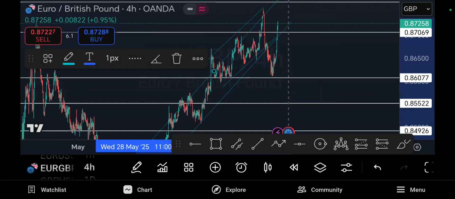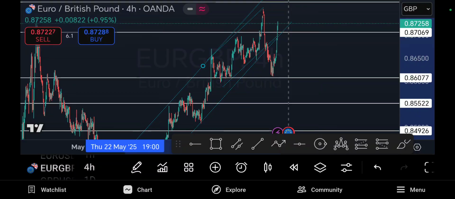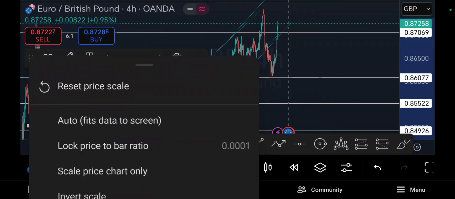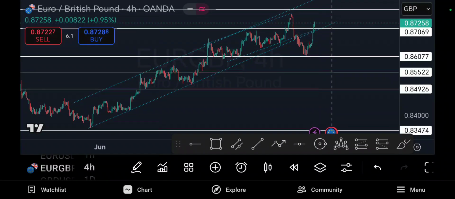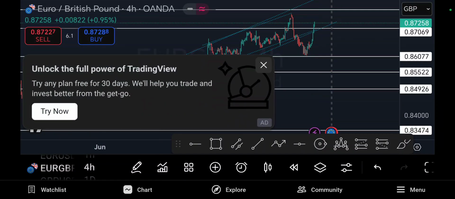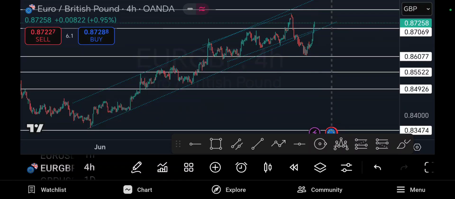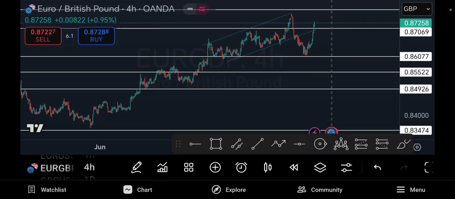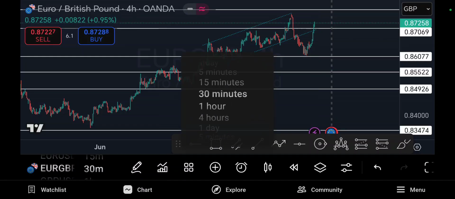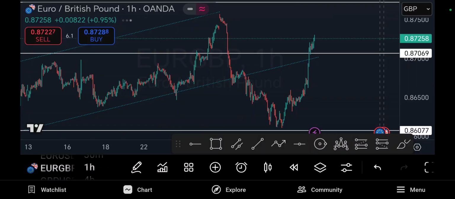Don't mind the many lines. Those lines are for me. Don't mind them. I'll remove them. I just want to see something. Okay. Euro GBP, it could be pushing further up for the buys. We could expect buys from there.